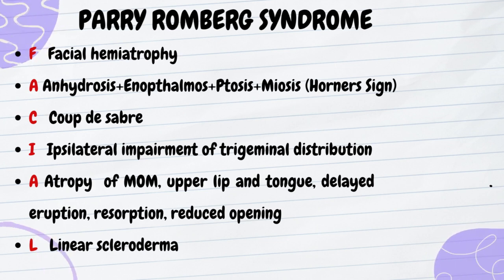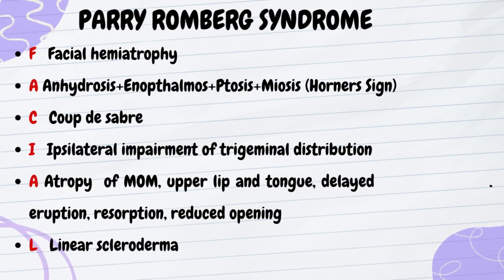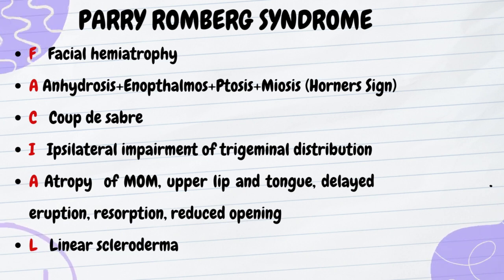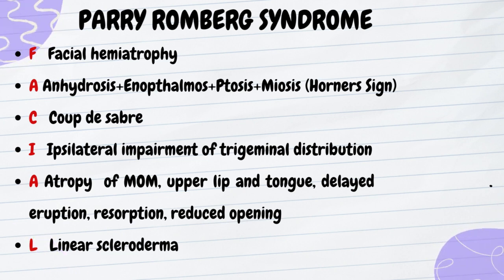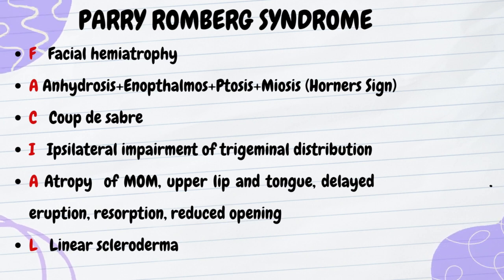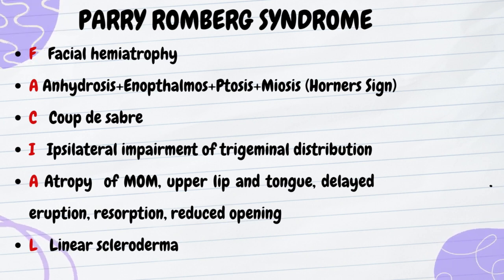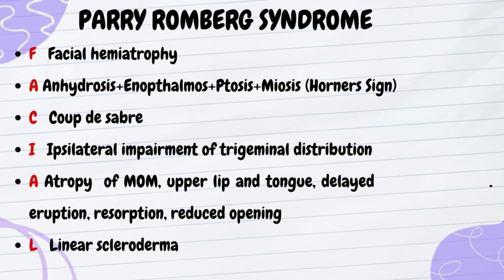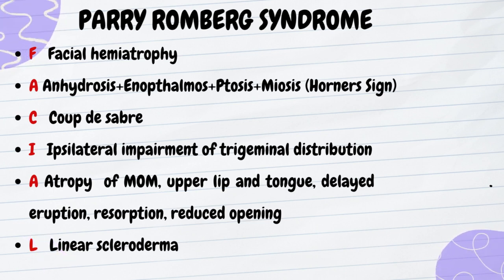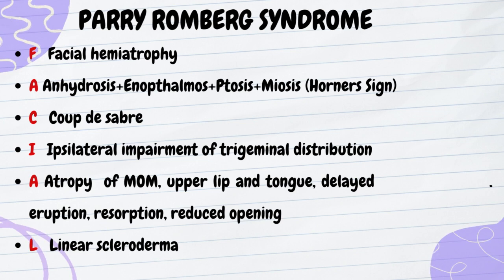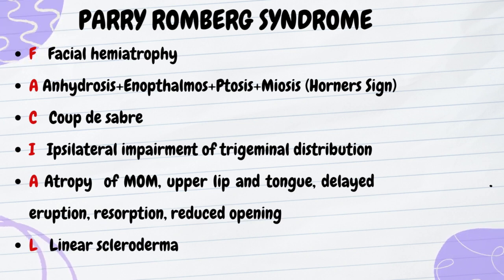I is for ipsilateral impairment of trigeminal distribution. A is for atrophy of the oral mucosal membrane, upper lip, tongue, and we can also appreciate delayed eruption, resorption, and reduced opening of the mouth. And L is for linear scleroderma.